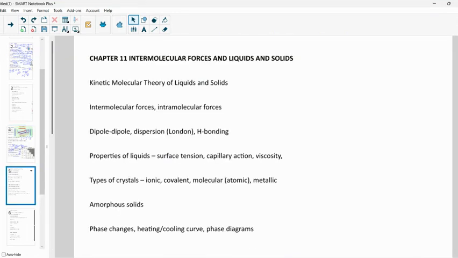Chapter 11. Kinetic molecular theory of solids and liquids.